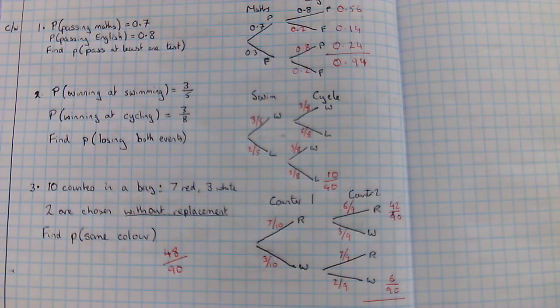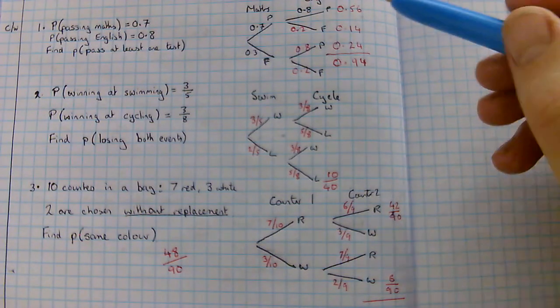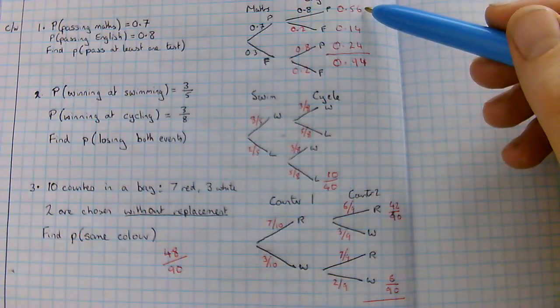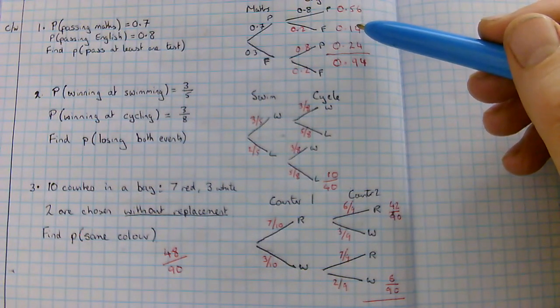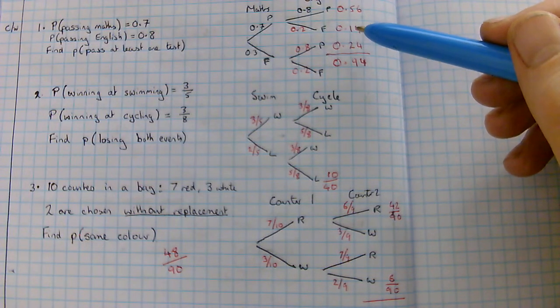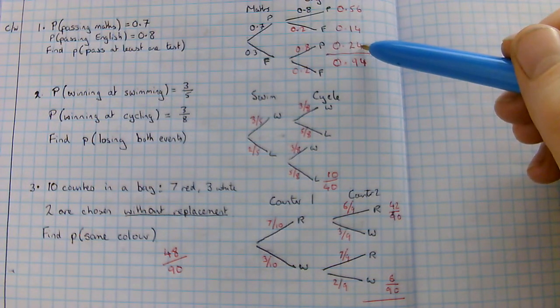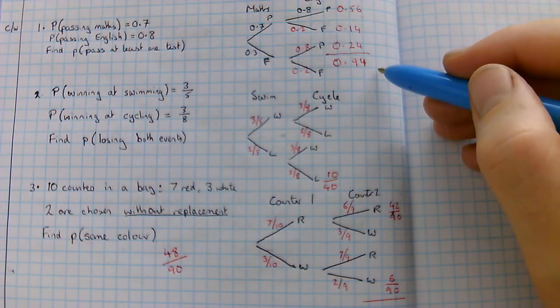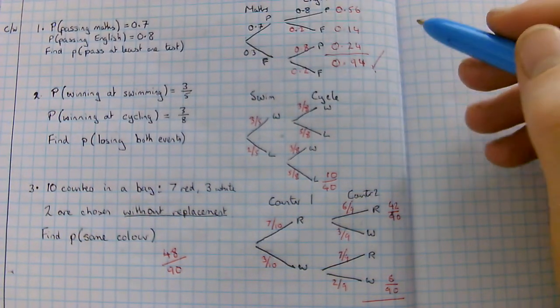Okay, so for question 1, there's 3 outcomes at which you pass at least one test. You either pass maths and pass English with probability 0.56, pass maths but don't pass English with 0.14, fail maths but pass English with 0.24. Add those together, you get a total of 0.94. That's the probability of you passing at least one test.